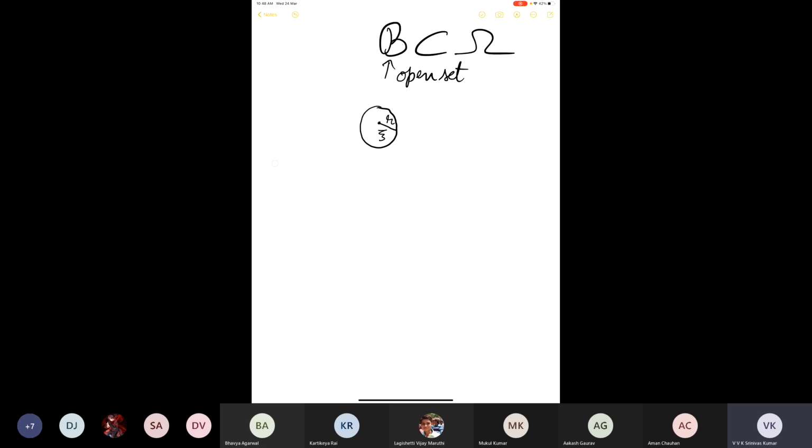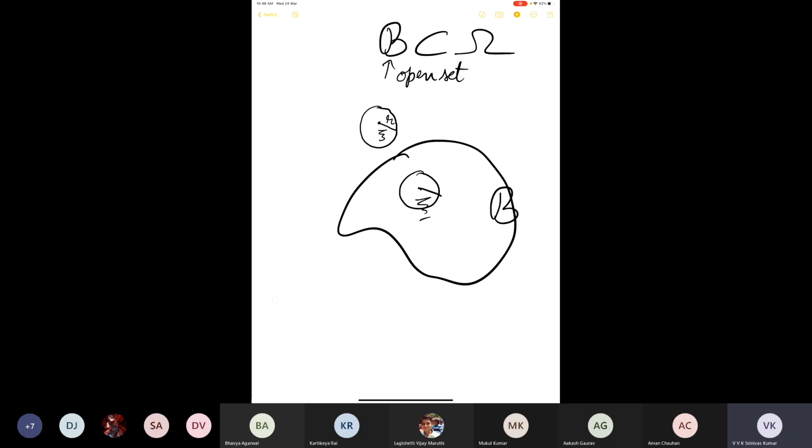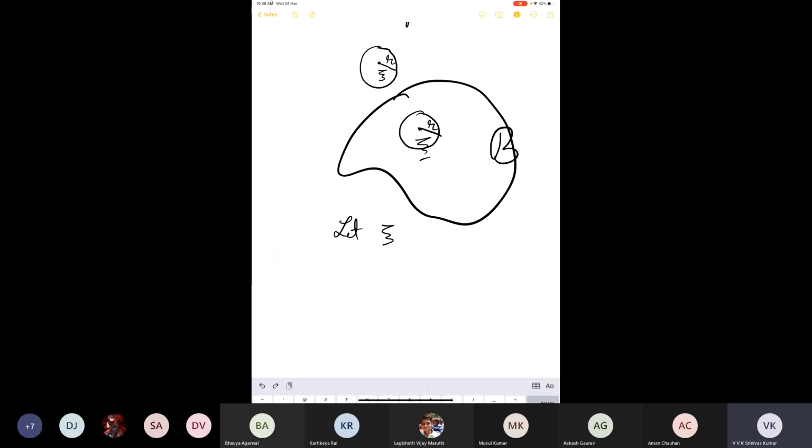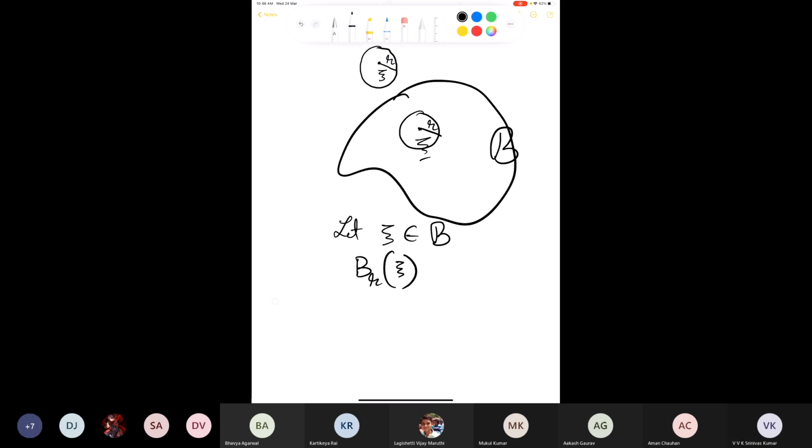How to prove the set is open? Suppose this is a set B. Take any point xi and take a ball centered at xi with radius r. Let xi be any point inside B, and the ball B_R(xi) should be contained in B.